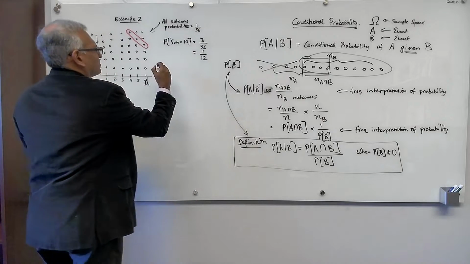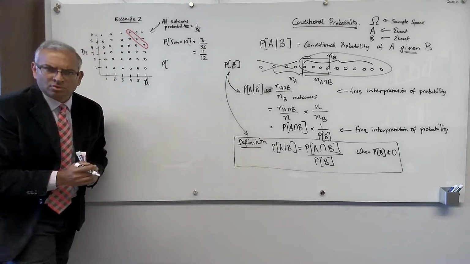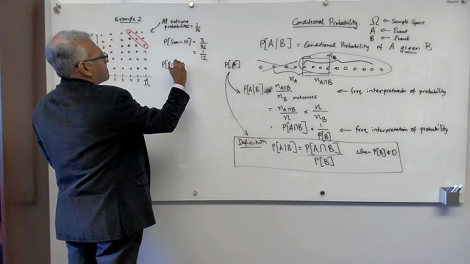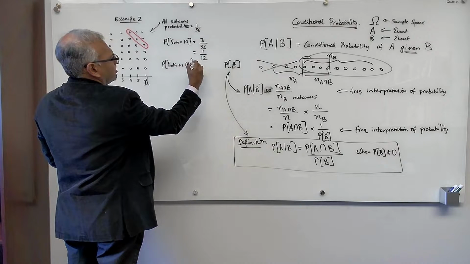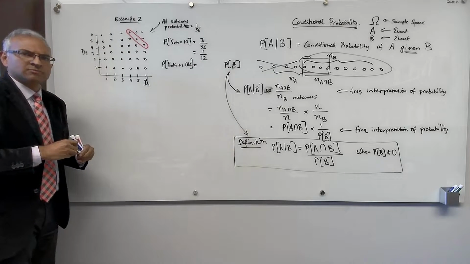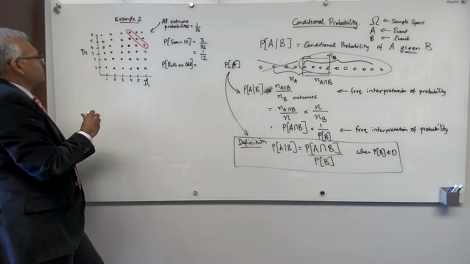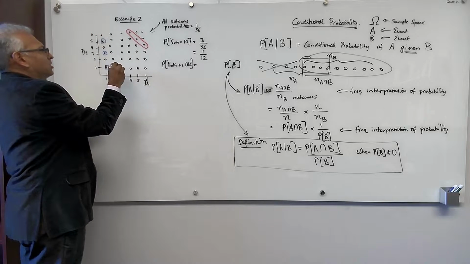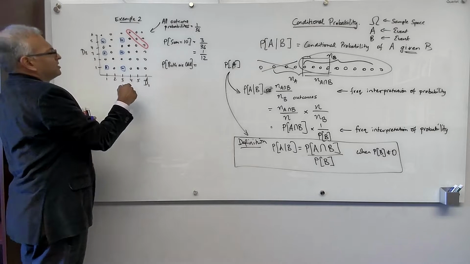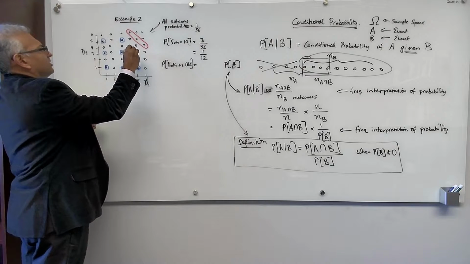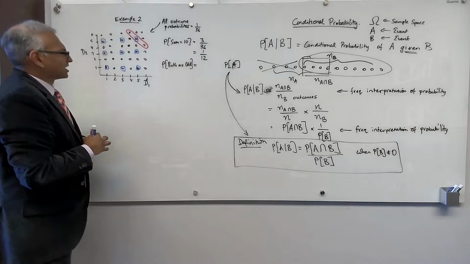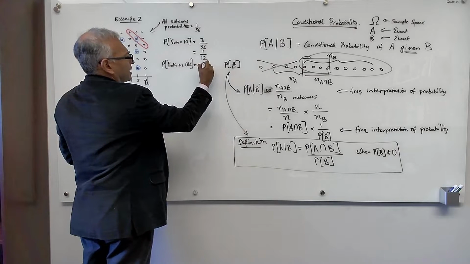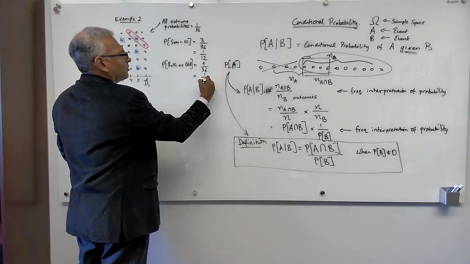Let's ask another question. What are the chances that both dice are odd? Okay, so let's identify the outcomes where both are odd. So here, both are odd: 1,1; 1,3; 1,5. 2, both are not odd. 3,1; 3,3; 3,5. 5,1; 5,3; 5,5. Okay, and if we count up the number of outcomes where both are odd, you see it's clearly 9. So the probability that both are odd is 9 over 36, which is 1 over 4.